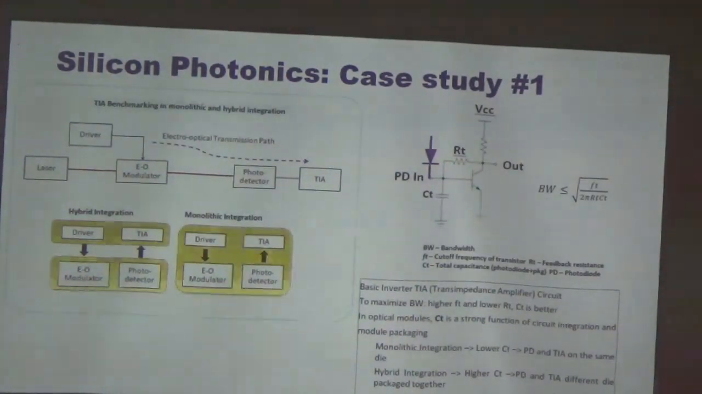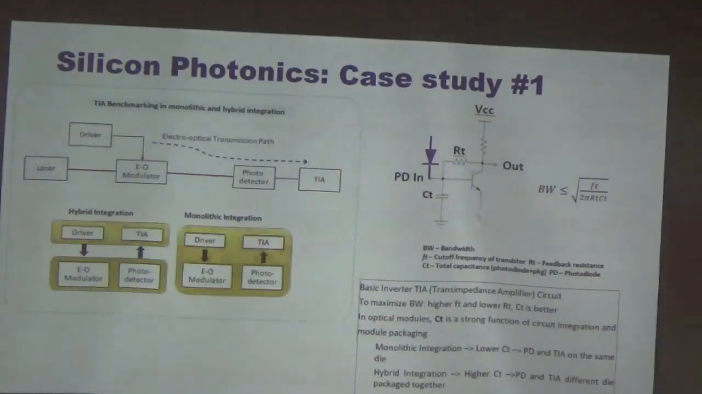It cannot be fabricated with this one. So people have demonstrated two different types of solution. One is the hybrid integration, where you have the photodiode on a different IC and your amplifier on a different IC, so you integrate using some hybrid technique or packaging technique. The other is monolithic integration, where you combine the photodiode and the TIA on the same die. This is called monolithic integration.